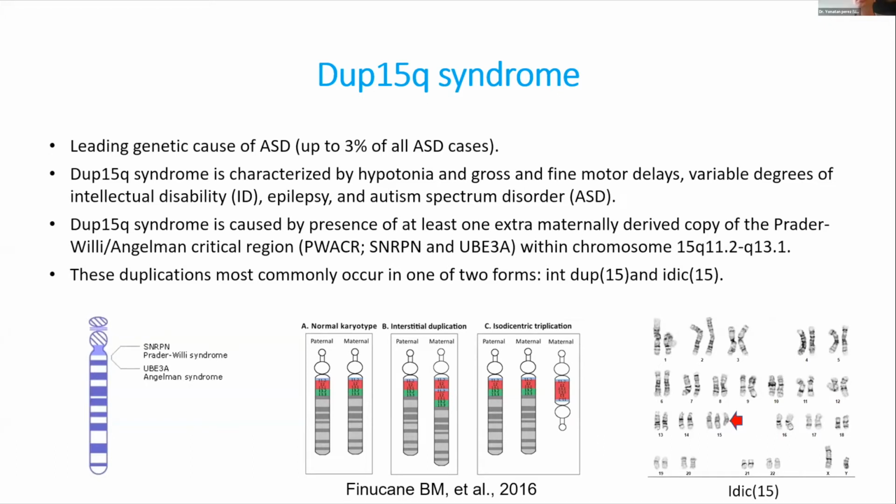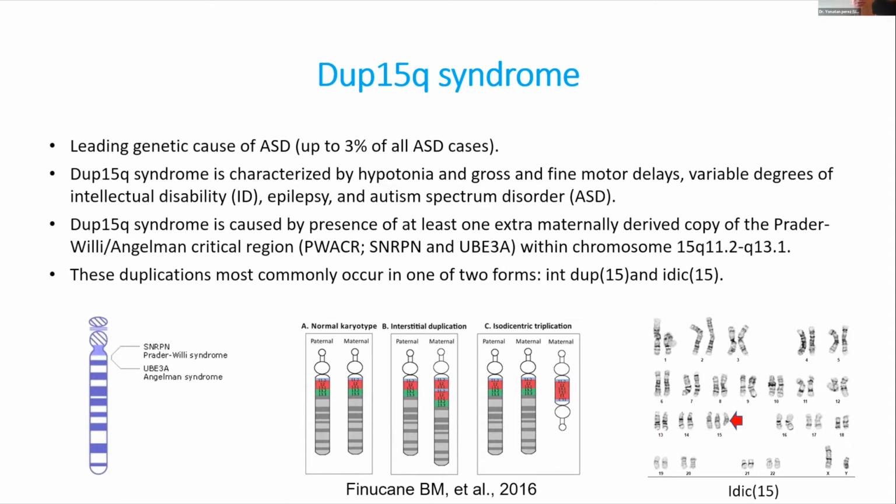So this has led me to focus on duplication 15q syndrome, which is one of the leading genetic causes of autism, thought to account for up to 3% of all cases. It is characterized by hypotonia, motor delays, variable degrees of intellectual disability, epilepsy, and of course, autism spectrum disorder. It is caused by the presence of at least one extra maternally derived copy of a specific locus called the Prader-Willi critical region, which lies on chromosome 15.